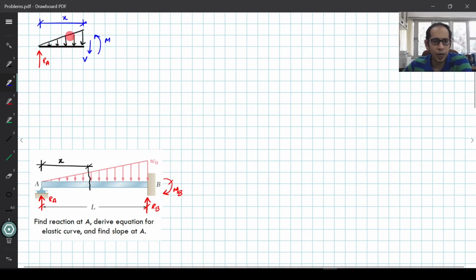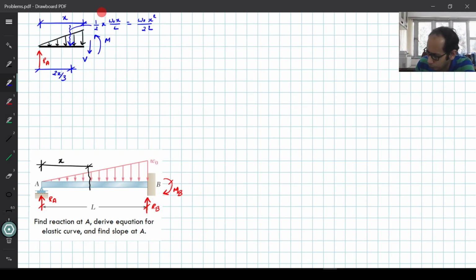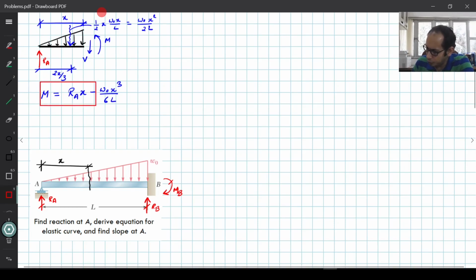Now this triangular load can be replaced by an equivalent load which is acting at a distance of 2x by 3 from here, or x by 3 from here. Once we have marked this, if you write out the equilibrium equation, you will get an expression for the moment as this. This is the expression for the moment that we got. And now we are going to substitute this expression for the moment in our equation to get the deflection.